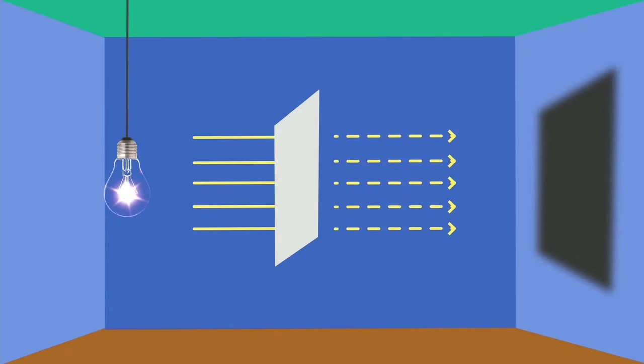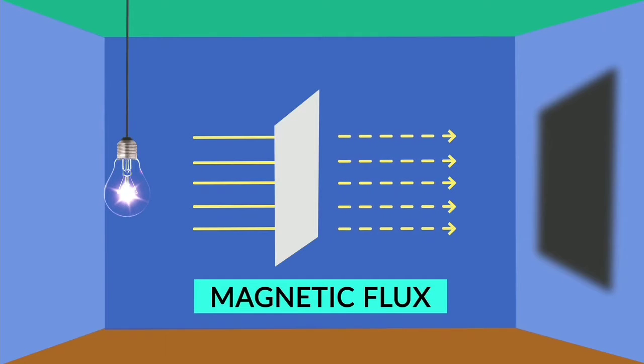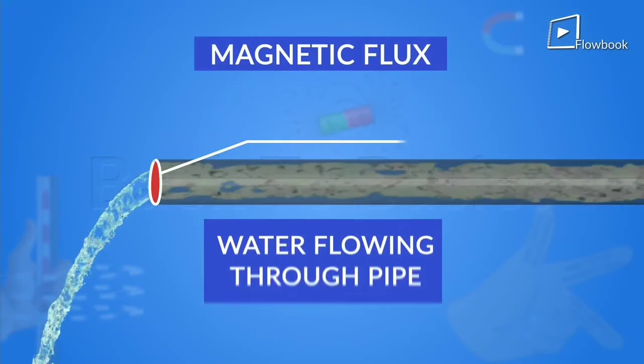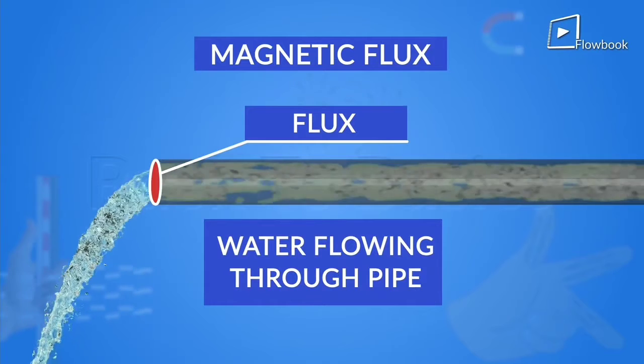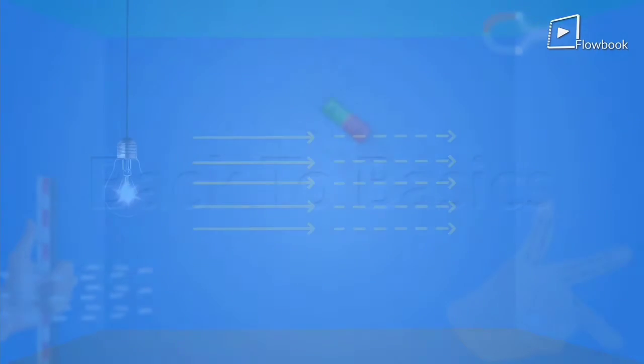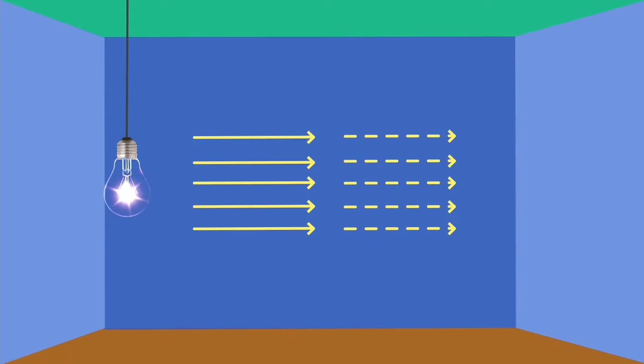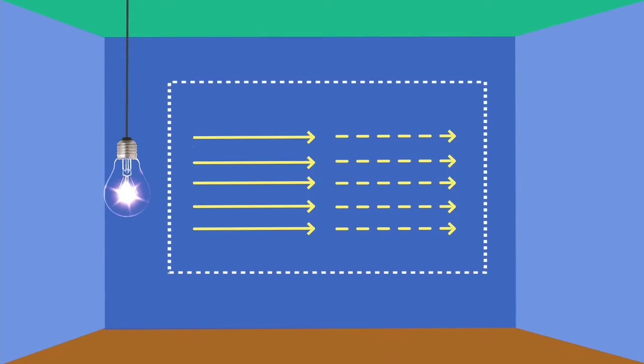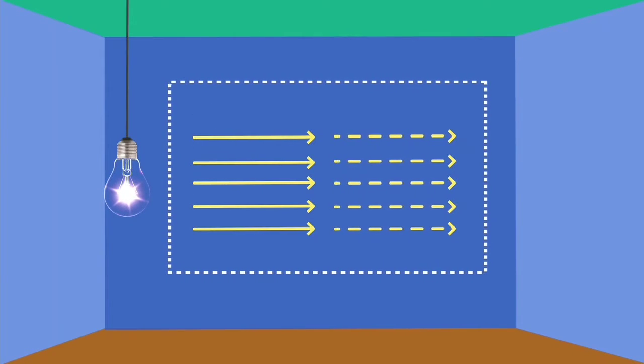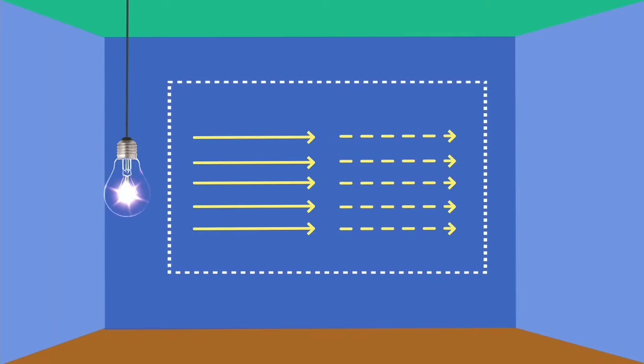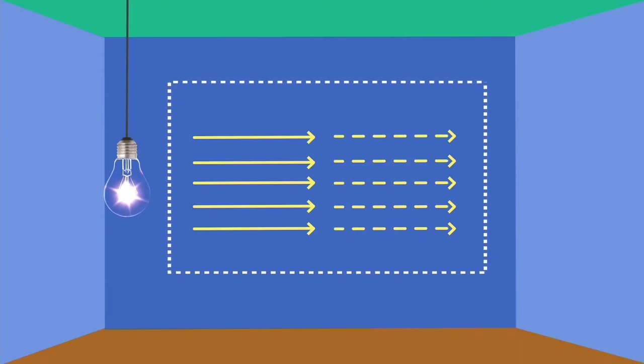Now, this is where we get the concept of magnetic flux. Flux is basically the amount of something that passes through a certain area. So, magnetic flux would be the amount of magnetic field lines that is passing through a certain area. Now, this helps us to know how strong the magnetic field is at any given point.